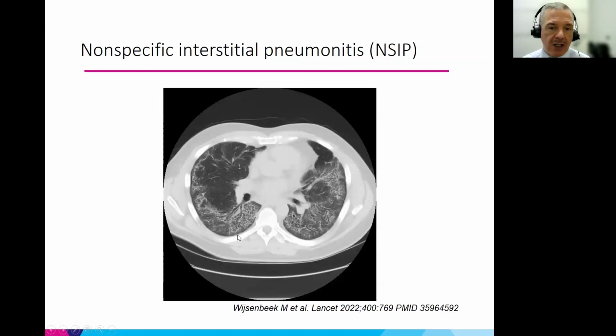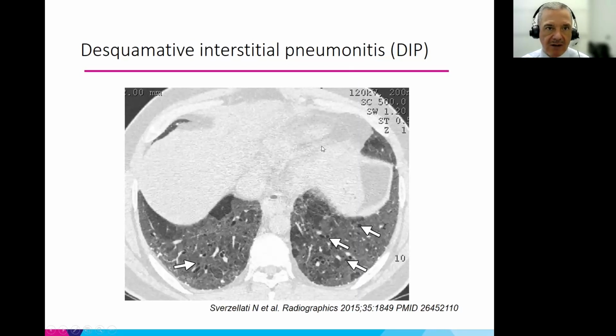So here is the opposite, well, not the opposite, it's kind of related: non-specific interstitial pneumonitis, just abbreviated as NSIP. You see the same features, except that the more predominant element is ground glass density, and the honeycombing is actually fainter, and the same goes for the reticulation. So that is another pattern that we try to recognize.